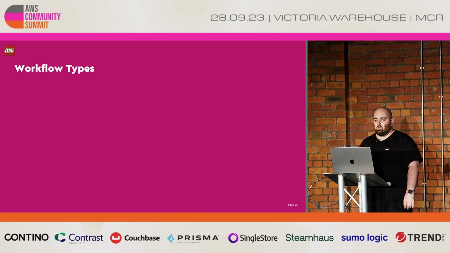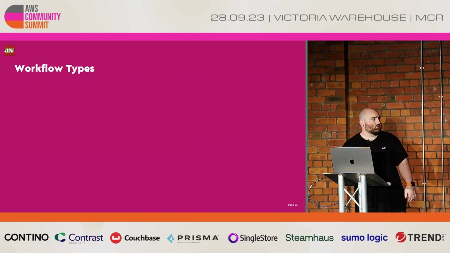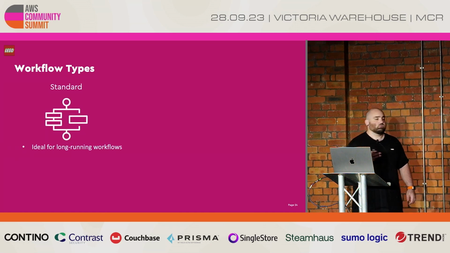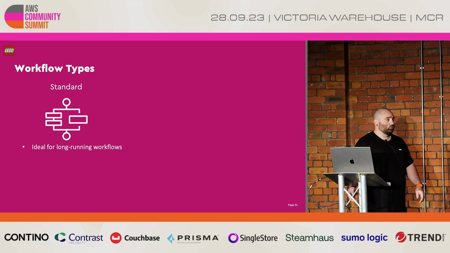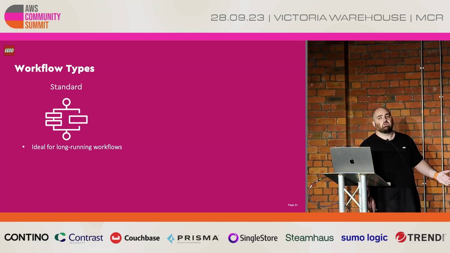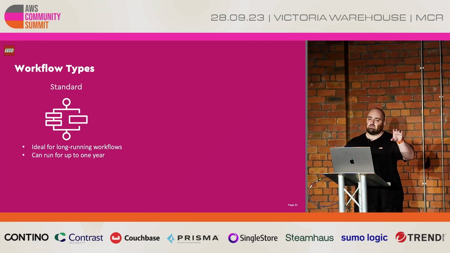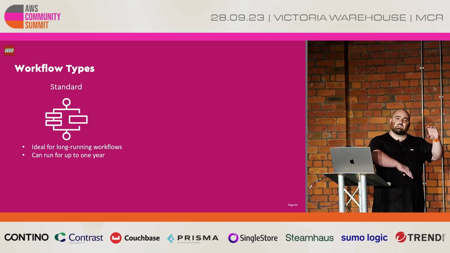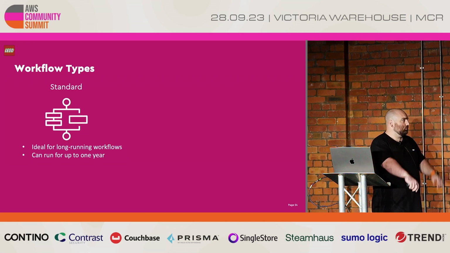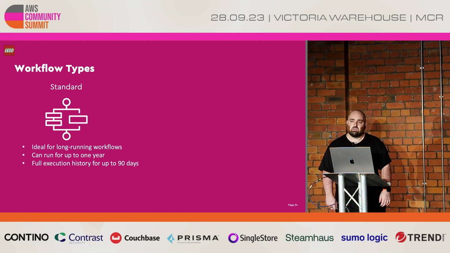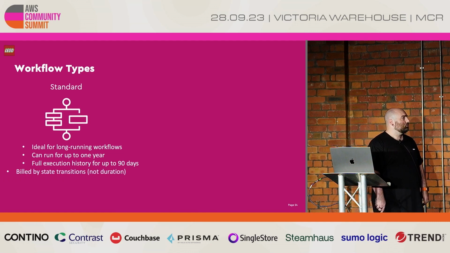So with that, you've got a couple of different workflow types with step functions. You've got your standard workflow type, which is the one that most people are familiar with. This is ideal for longer running workflows, which can run for up to a year. You can have wait states in there. You can say, wait for X amount of time, and then after that, let's carry on. And you can get full execution history for up to 90 days, which is really handy, so you can have that auditable log that you can always check through.